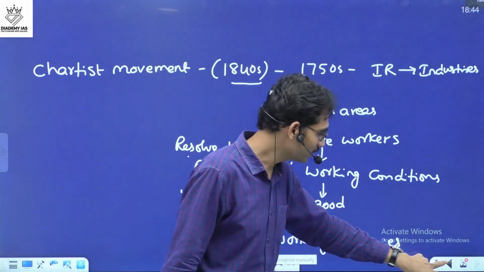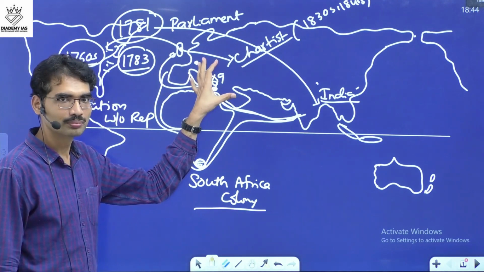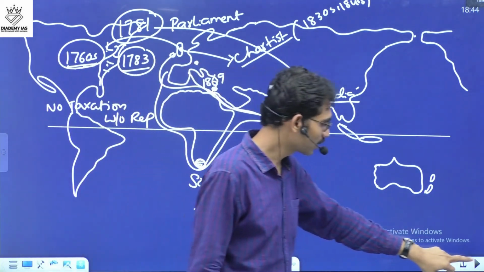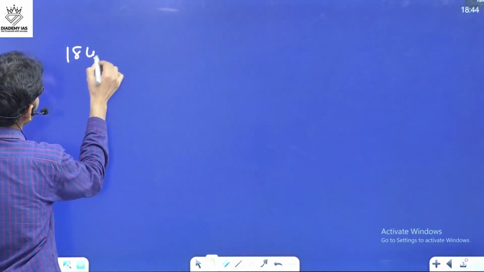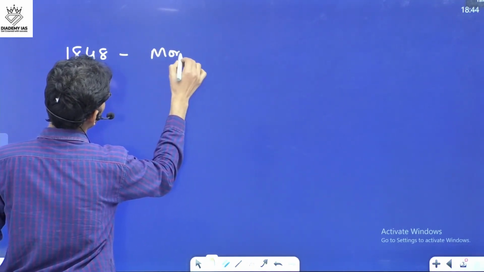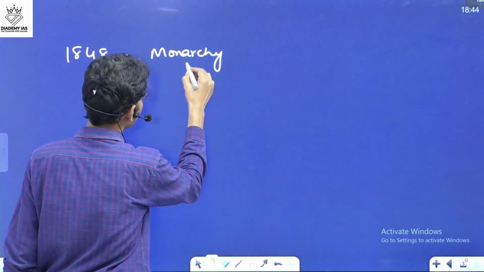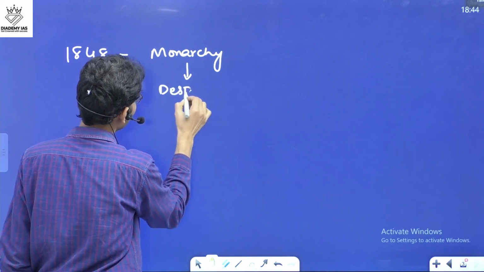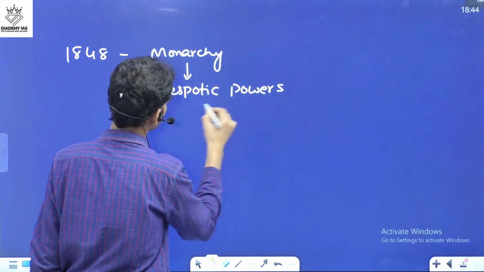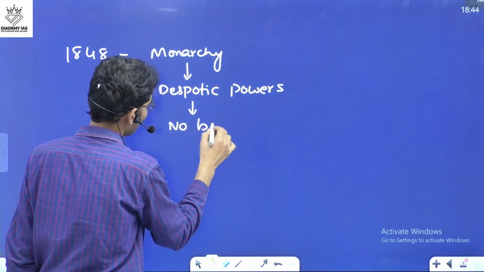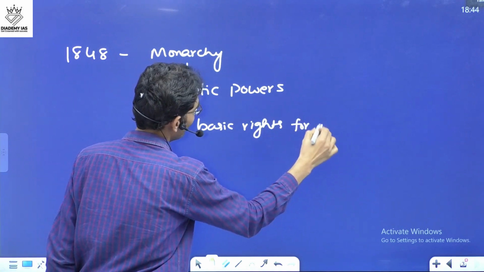In 1848, in Europe, the political system was controlled by the monarchies. So in 1848, the conditions were monarchy, and these monarchs had despotic powers, no basic rights for people.